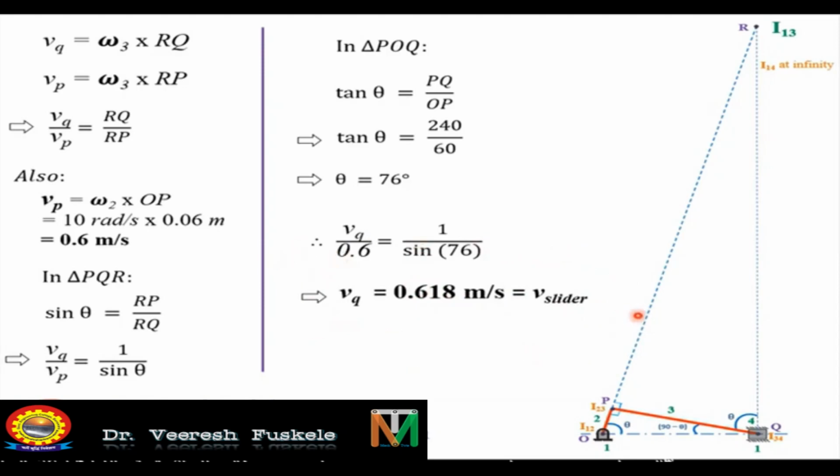So this is how you can solve this problem of velocity analysis of slider crank mechanism using the instantaneous center method, both by graphical method and by analytical method using geometry. So I hope you have understood how to solve this type of problem, and now you can practice other various problems of GATE as well as from your textbook.